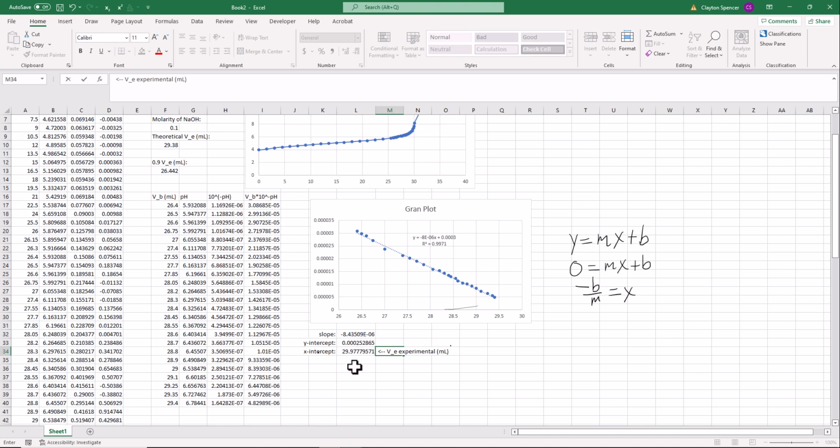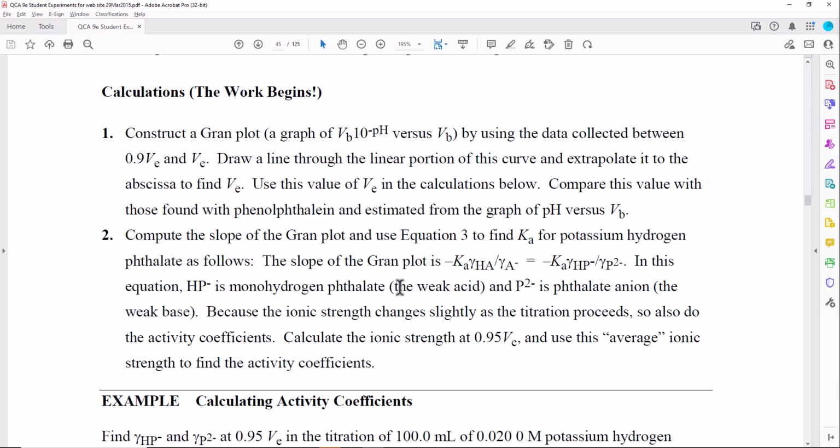So it's this number that we're going to want to use from now on. So that's going to be an important number. So let's click the good label on that. Yeah, so that one's been labeled. There's our x-intercept. All right, so let's see what the next thing is that we need to calculate. All right, compute the slope of the Gran plot and use equation 3 to find Ka.